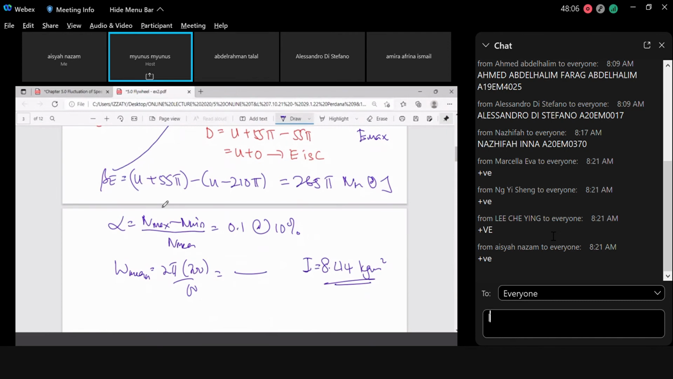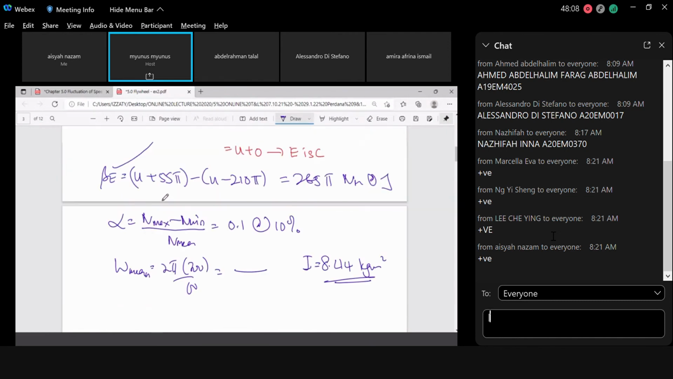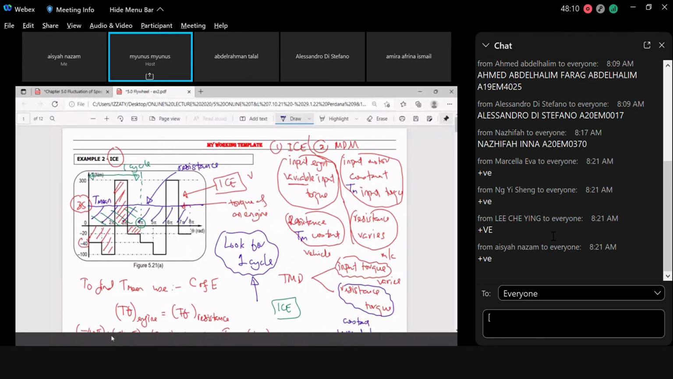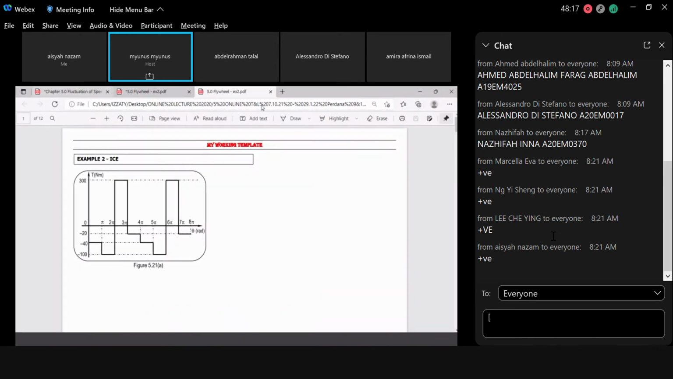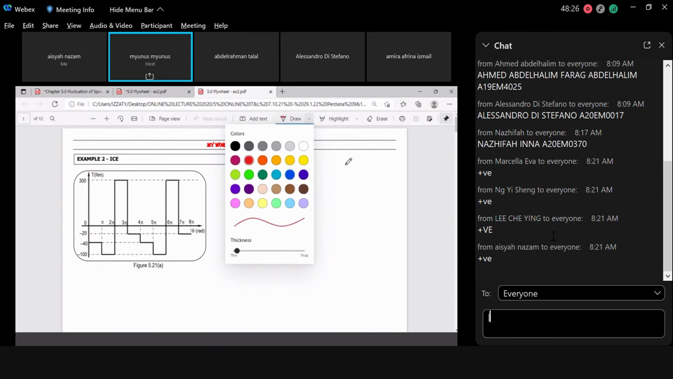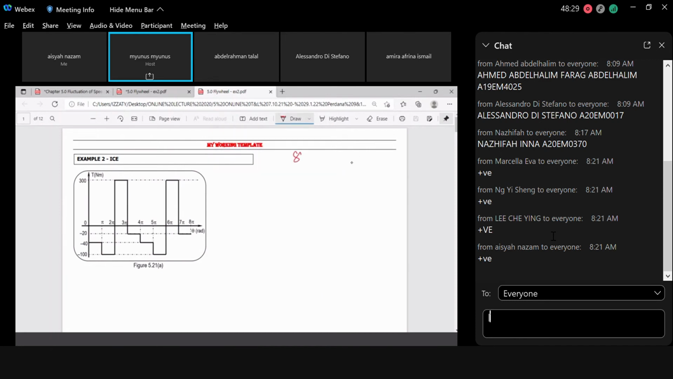So I'm going to share with you today a shortcut way. This one, shortcut way. I'm going to open up another file, this one, put it there. Shortcut way, or put it the alternative solution.